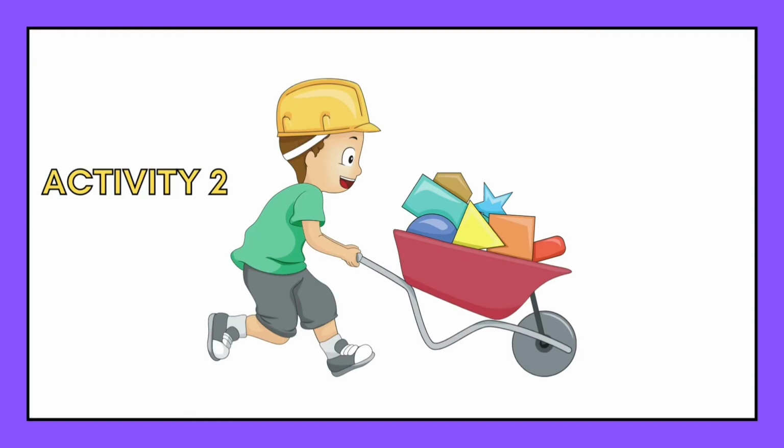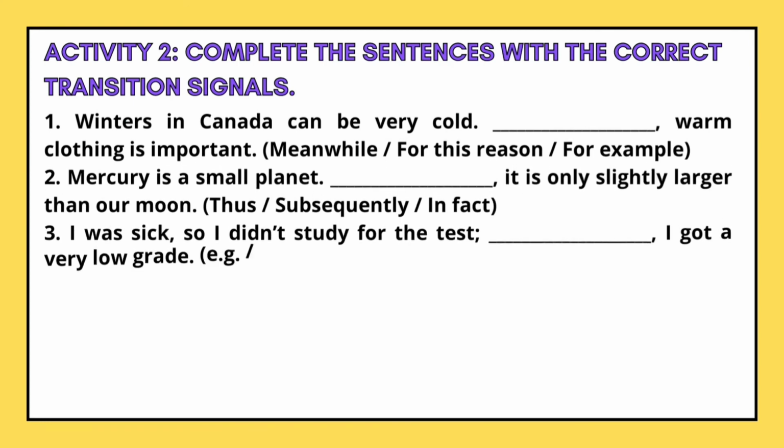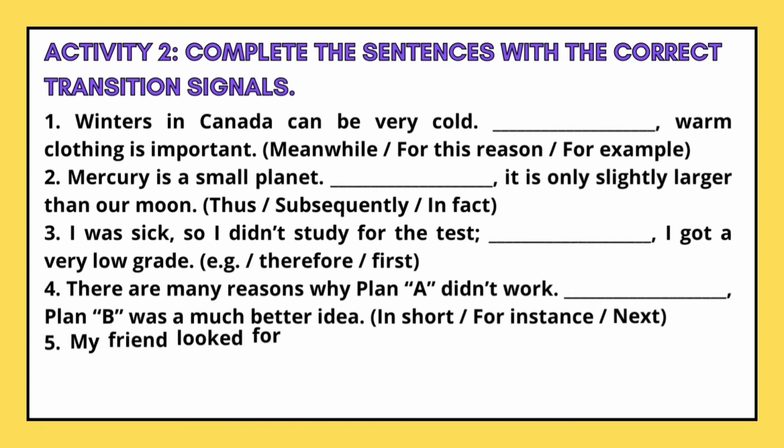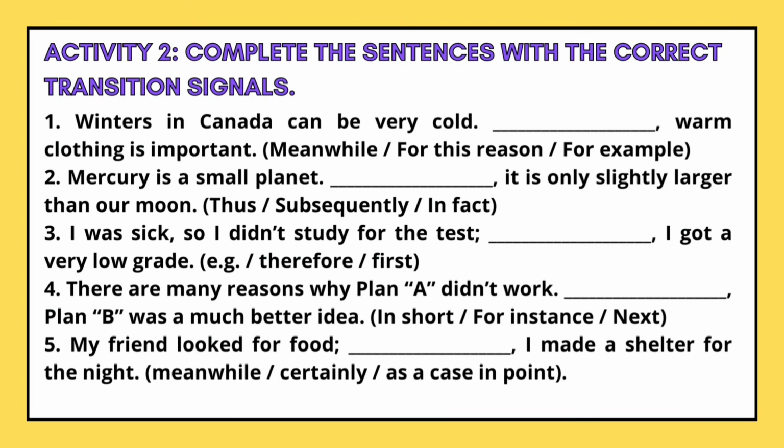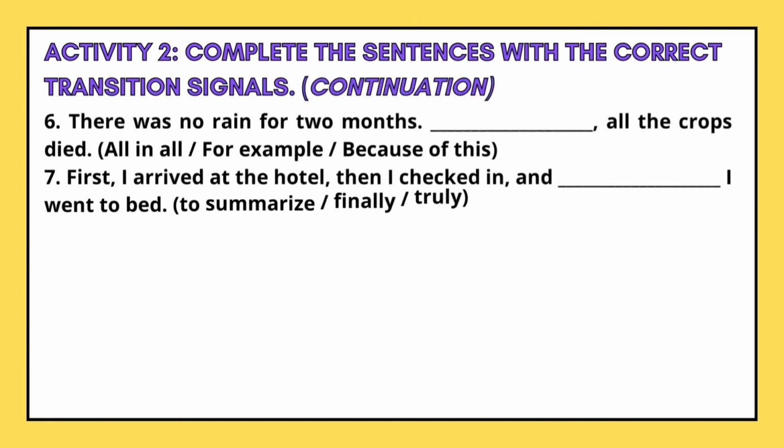Now for this second activity, you are going to complete the sentences with the correct transitional signals. So don't worry, we have options inside the parentheses to help you. Just pick the appropriate transition word or phrase for the sentence. You may pause this video so you can have all the time in the world to answer this activity. So if you're done, then just wait for my next episode for the answer key to check your answers.